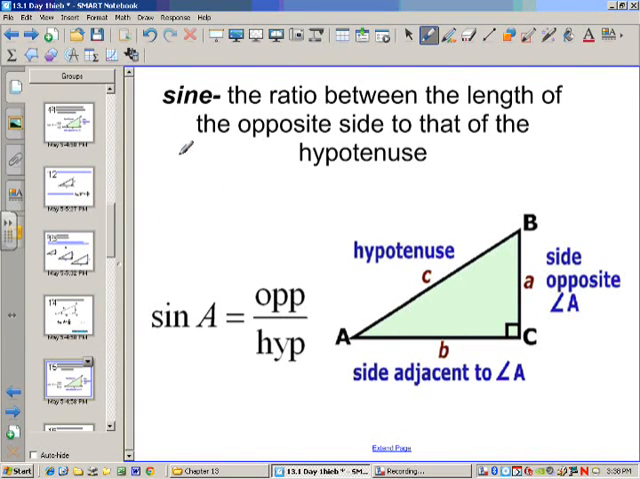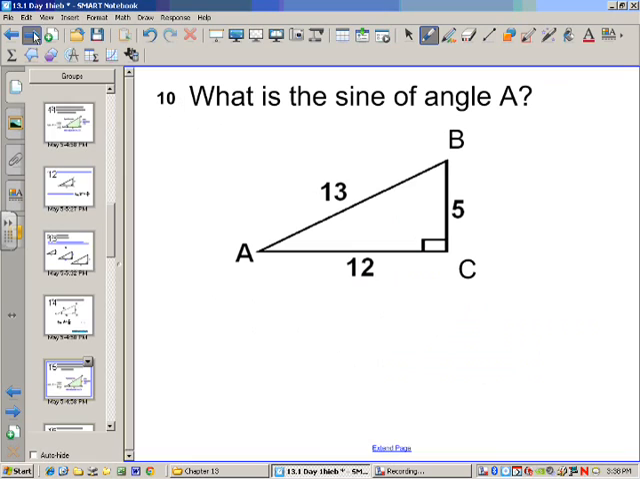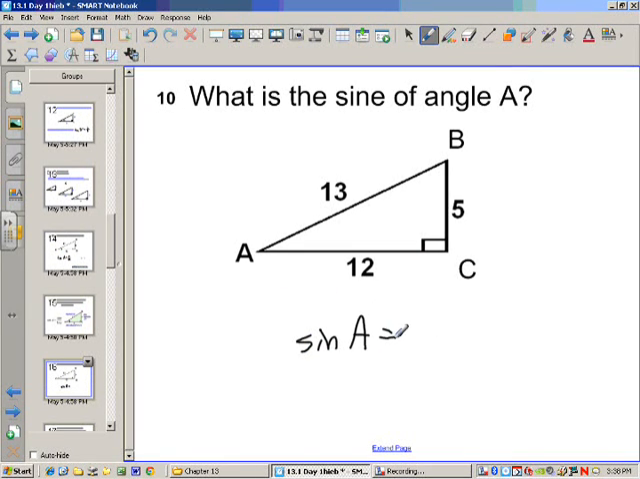Now there's a new ratio called sine. We leave off the E when we're writing it out. We just write, this is called sine of A. So a sine is the ratio between the length of the opposite side and that of the hypotenuse. So for A, the opposite would be A over the hypotenuse, which would be C. Now what is the sine of angle A? Sine of angle A would be the opposite side, which is 5, over our hypotenuse, which is 13.